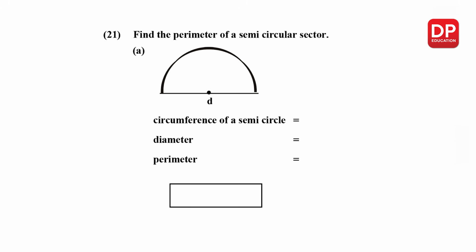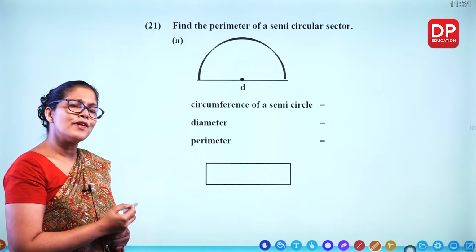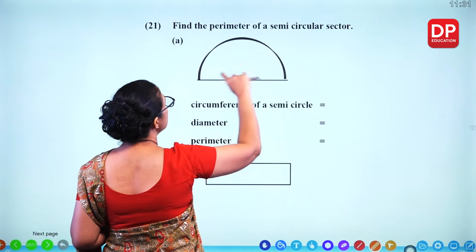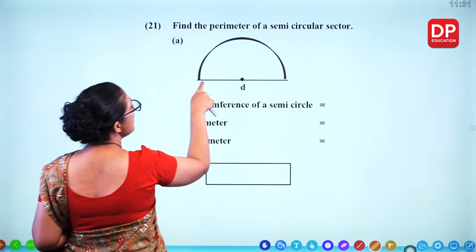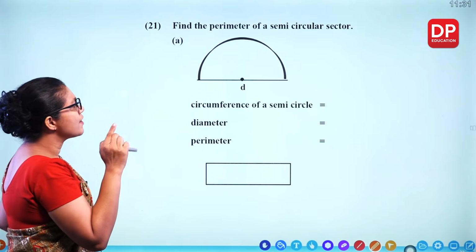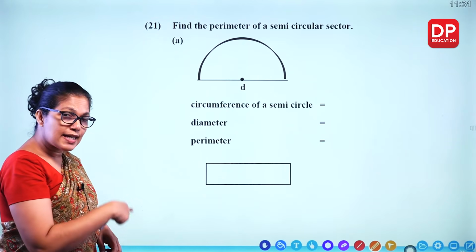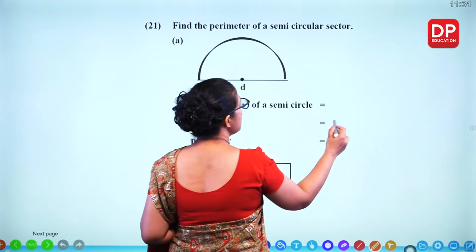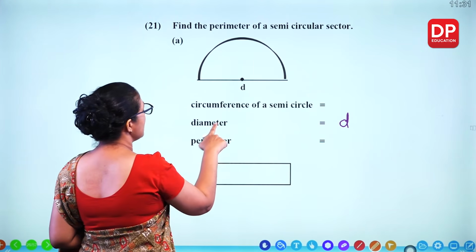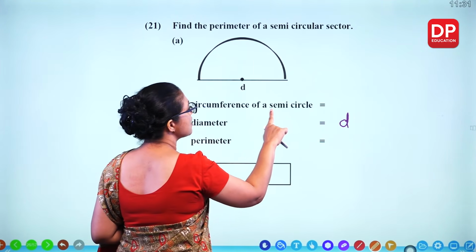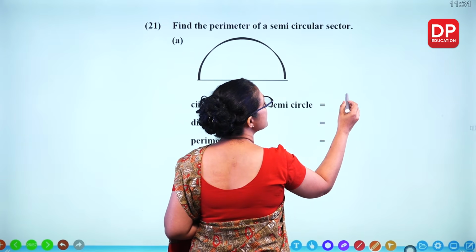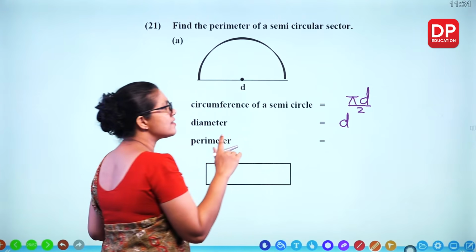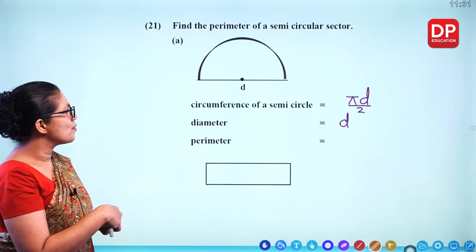Find the perimeter of a semicircular sector. What's perimeter? Outer length. So this is a semicircle, so you need this length and this length. So what's the circumference of a semicircle? For a full circle, that's pi d. If the diameter is d, perimeter, first circumference of semicircle. Circumference is pi d divide by 2. Because this is half of a circle, you have to divide by 2.